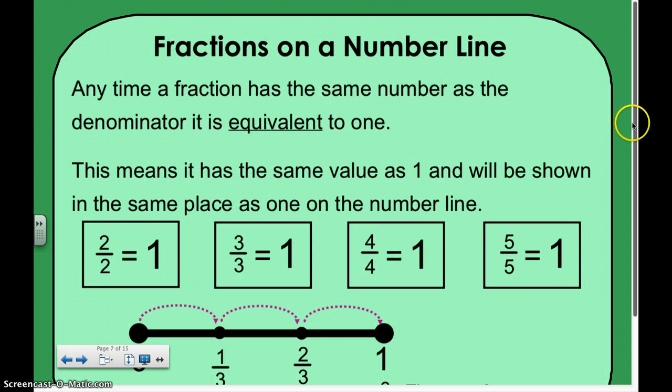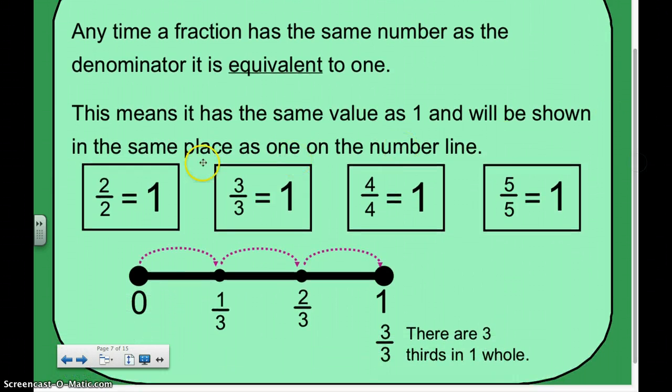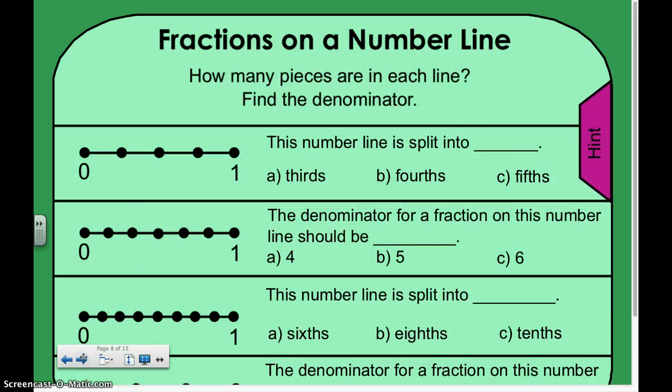Anytime a fraction has the same number as the denominator, it's equivalent to 1. This means it has the same value as 1 and will be shown in the same place as 1 on the number line. So 2 halves, 3/3, 4/4, 5/5. You can do 20/20ths. All of those are going to be represented as the number 1 on a number line.